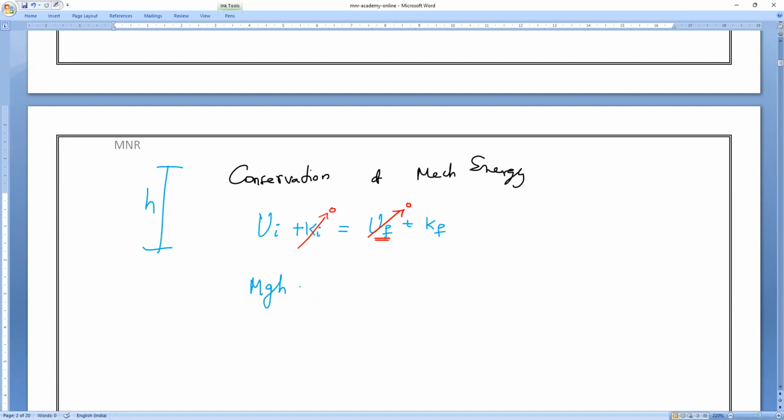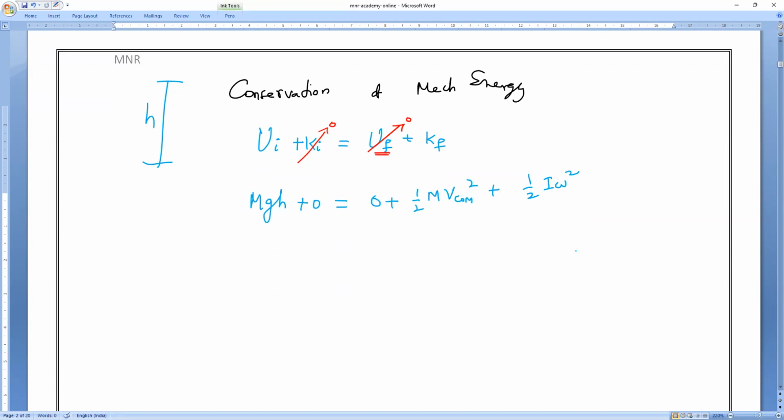Speak loudly. mgh plus 0, which is equal to 0 plus final kinetic energy, which is half m v com square plus half I omega square. Will you all agree with me, everybody? Mr. Udresh, clear? Yes, sir. So we all know that v is equal to R omega. So can I replace v with R omega? Because we want to find the omega. Am I right, guys? Which is half m R square omega square plus half I omega square, which is equal to mgh.